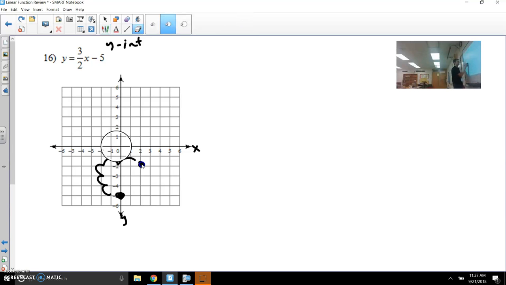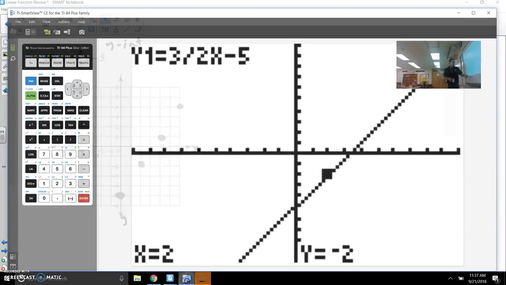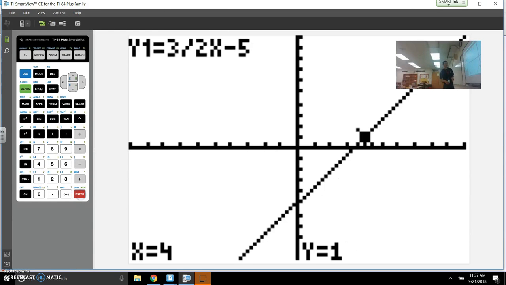Okay? So, up 3, 1, 2, 3, right 2. It could do that again. 1, 2, 3, 1, 2. So these are all the points that you would get if you kept plugging in different values. 4 makes 1. (4, 1) is a point.